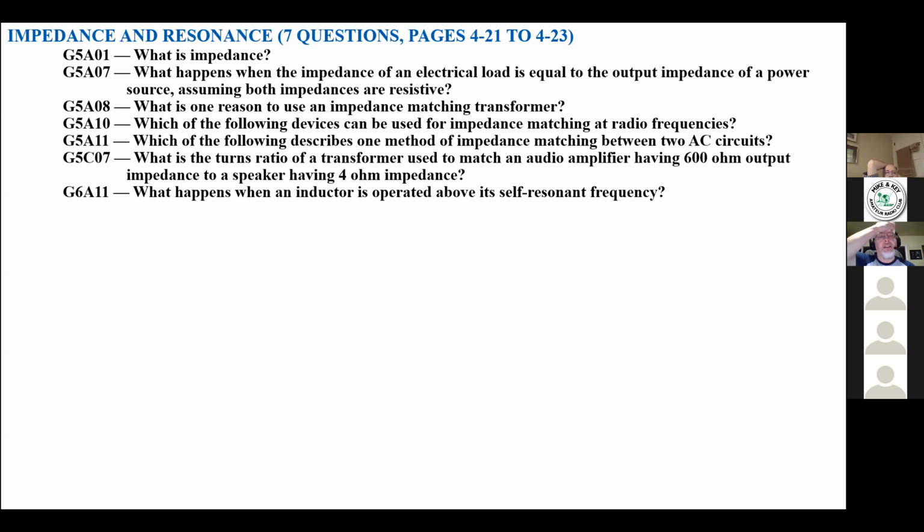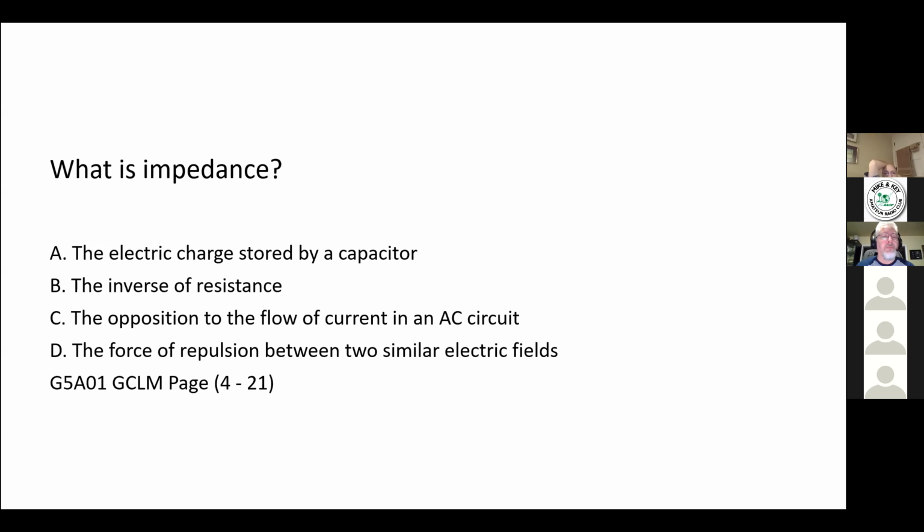Impedance and resonance, 7 questions. What is impedance? A, the electric charge stored by a capacitor. B, the inverse of resistance. C, the opposition to the flow of current in an AC circuit. Or D, the force of repulsion between two similar electric fields. Charlie, the opposition to the flow of current in an AC circuit. Charlie is correct.